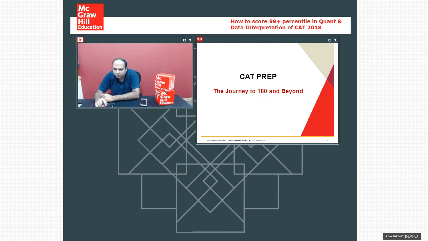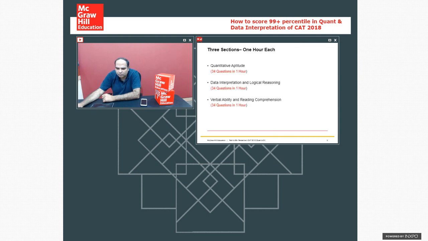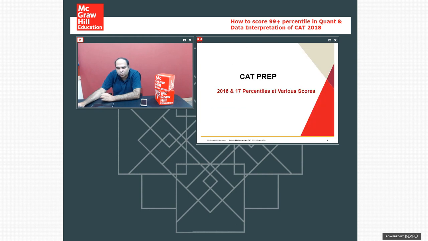So coming back to where we were, the pattern of the exam, as we all know, currently is about QA, DILR, and verbal ability and reading comprehension. And you have 34 questions an hour. That slide is wrong. It should say 32 questions in 1 hour in data interpretation and logical reasoning, and 34 questions in 1 hour in reading comprehension. So you have 100 questions totally overall.